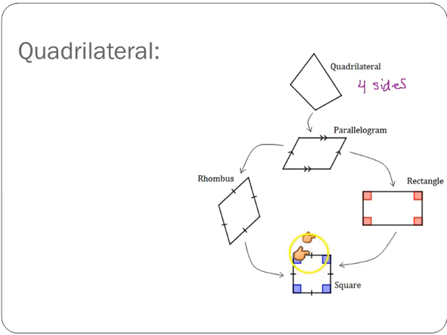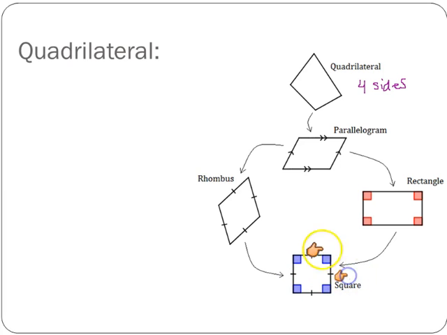A square, remember parallelograms have to have opposite sides that are congruent. That's true in a square. Opposite angles are going to be congruent. That's true in a square. Opposite sides are parallel. That is true. Consecutive angles are going to be supplementary. Well, all angles in a square are 90 degrees. So that is true as well.